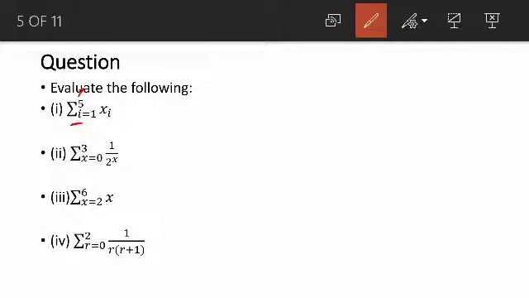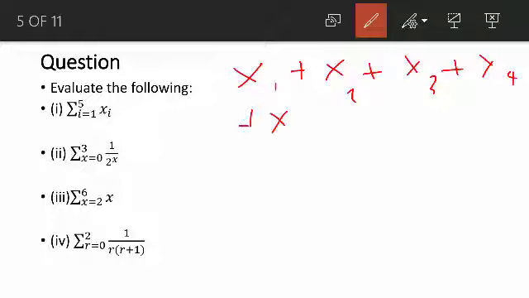Up here is 5, okay? That's what it means. So your i starts with 1 and ends with 5. So summation of xi actually means x1, that means when i is 1, plus x2 plus x3 plus x4 plus x5, okay? There's nothing else we can do there. Now that's the answer to that question.